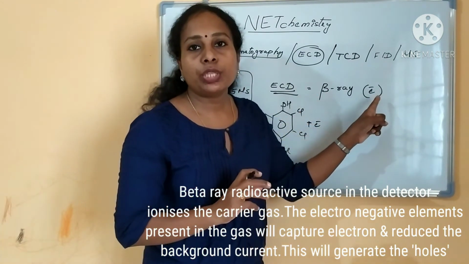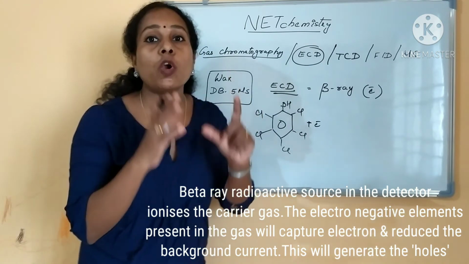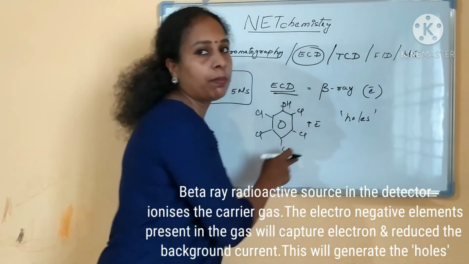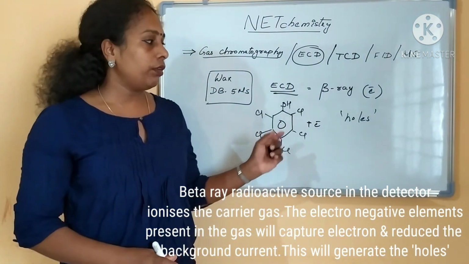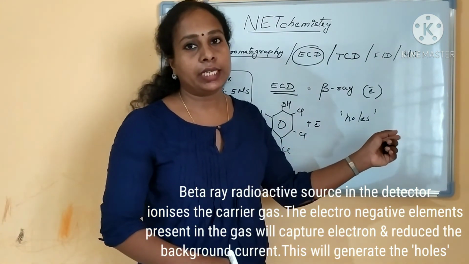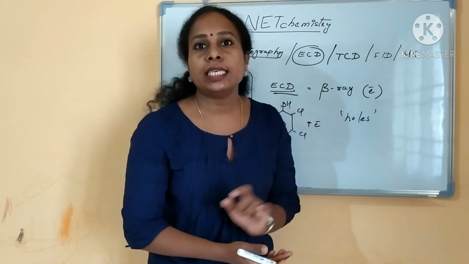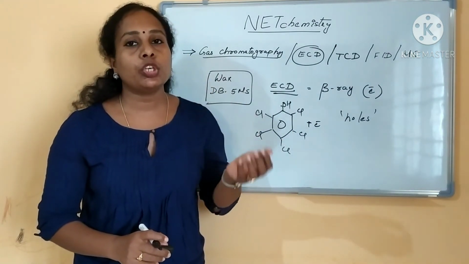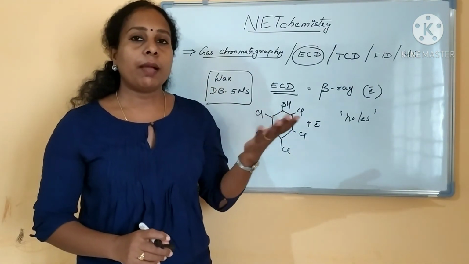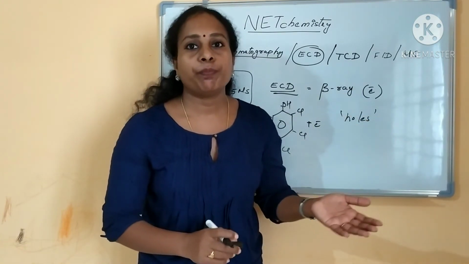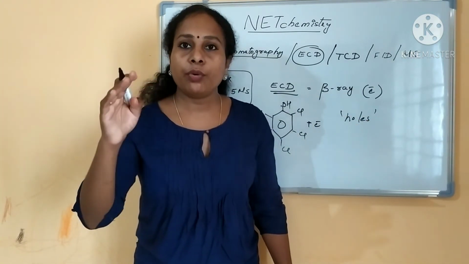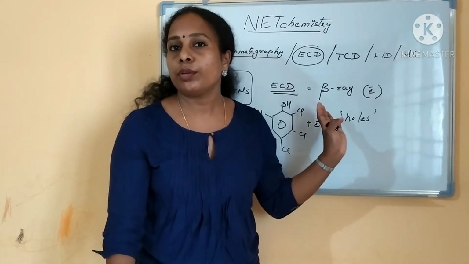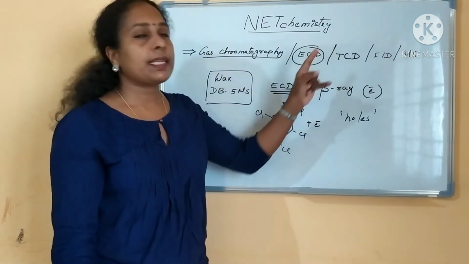Then what will happen to this radioactive source? Holes will be generated instead of electrons. Once these electrons are absorbed by this electronegative element, holes will be generated. Depending on this only, your ECD works. This is the working principle of ECD. Your electrons will be captured by the electronegative element, and the background current will deviate. Holes will be generating. Based on the change in background current, that detector will be detecting your sample. Okay, clear? Now we come to the TCD.